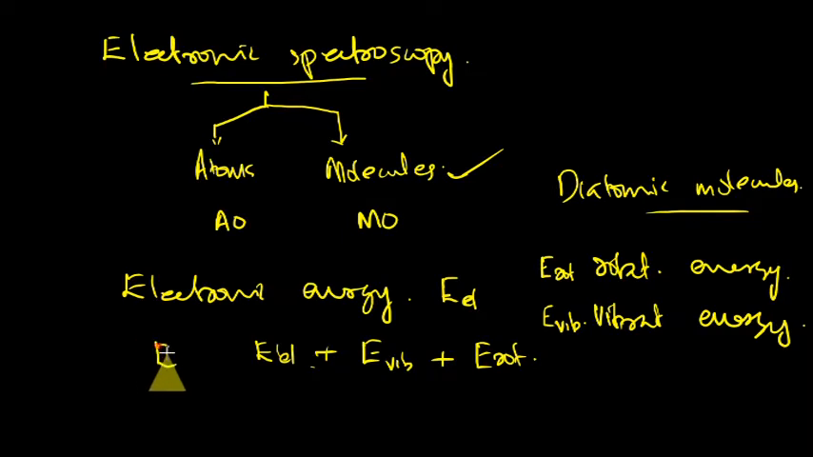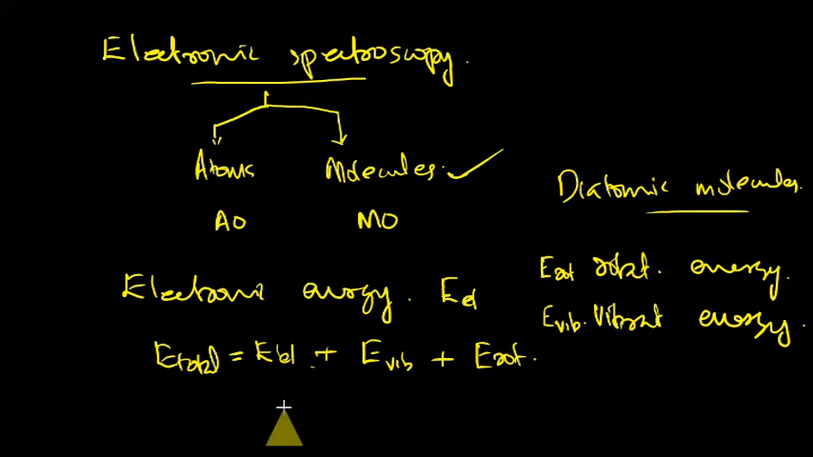So in order to make the calculation easy, we can take an approximation. That approximation is E total, that is the total energy, is equal to E electronic plus E vibrational plus E rotational. This is not true, because these energy states are not independent, they depend on each other. Therefore, this is just an approximation, not a true case. But this approximation is giving decent results for us, and therefore it is okay to take it.